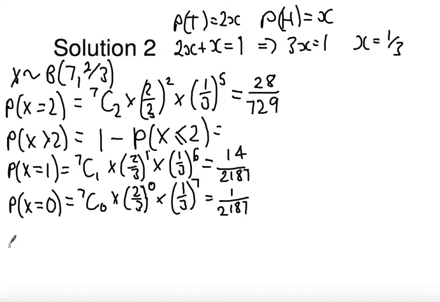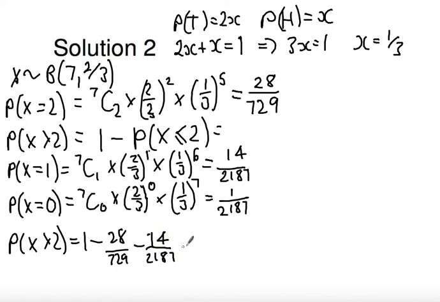Finally, the probability X is greater than 2 can be found by doing 1 minus 28 over 729, minus 14 over 2187, minus 1 over 2187. Again, I can type this in one go. And so we get an answer: the probability of being greater than 2 is 232 out of 243.